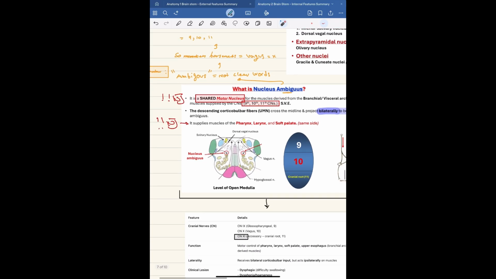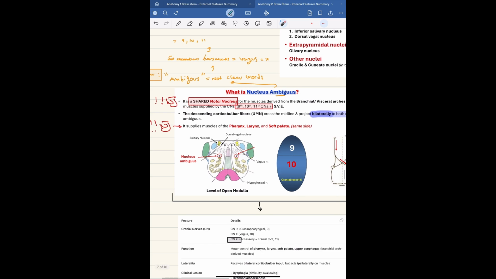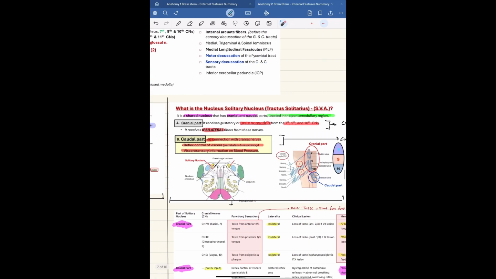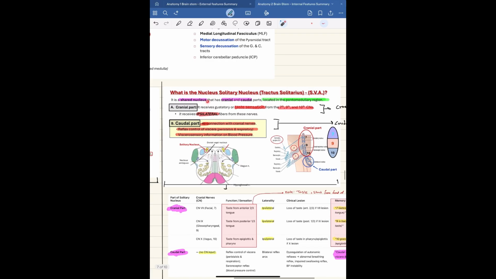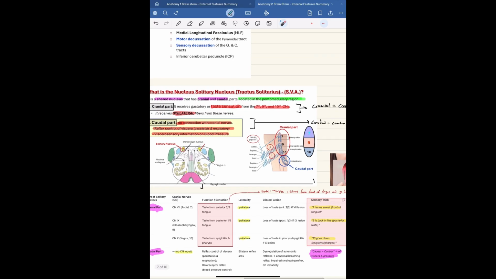Now, all of these are shared motor nuclei. With that, we go to the second, the solitary nucleus, which is the tractus solitarius. It is also a shared nucleus and is divided into two: cranial part and caudal part. When I say cranial, I always link it to candy. Why? Because it is responsible for taste. Cranial, candy, see. So it's related to taste.